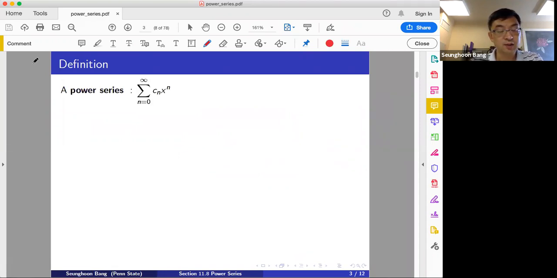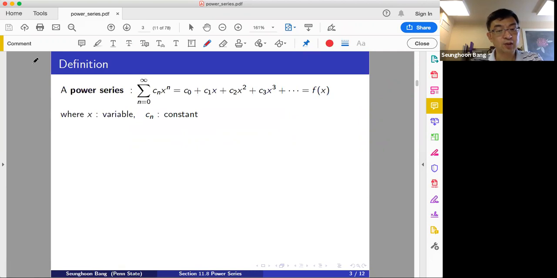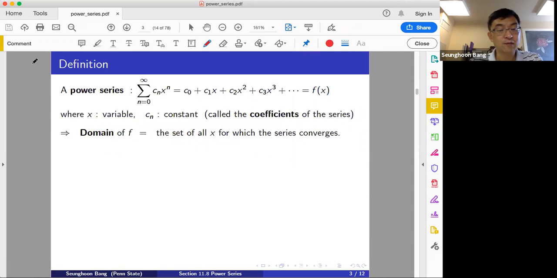A power series is the summation n equals 0 to infinity of c sub n times x to the power n. The expanded form is c0 + c1x + c2x squared + c3x cubed, and so on. This is a variable x, we can denote it by the function f of x, where x is a variable and the cn are constants, called the coefficients of the series. Domain of f: the domain of f is the set of all x for which the series converges.